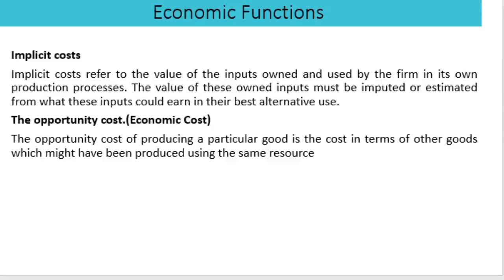The difference between the implicit cost and the explicit cost is that the explicit cost is accounted for in the production process, whereas in the case of the implicit cost, if the owner himself is the manager or he himself serves as the laborer, and he is not taking wages, that type of cost is termed the implicit cost.